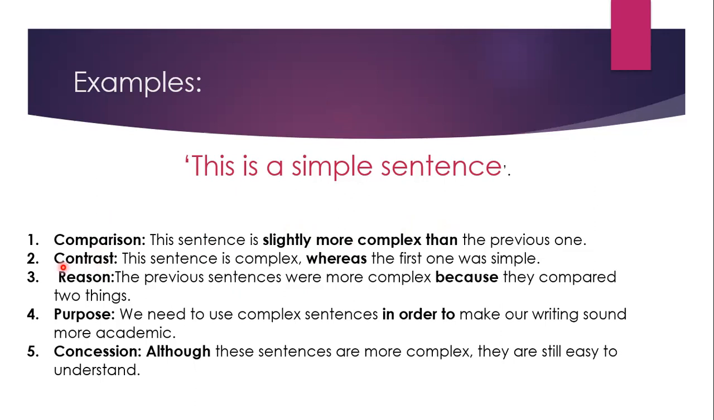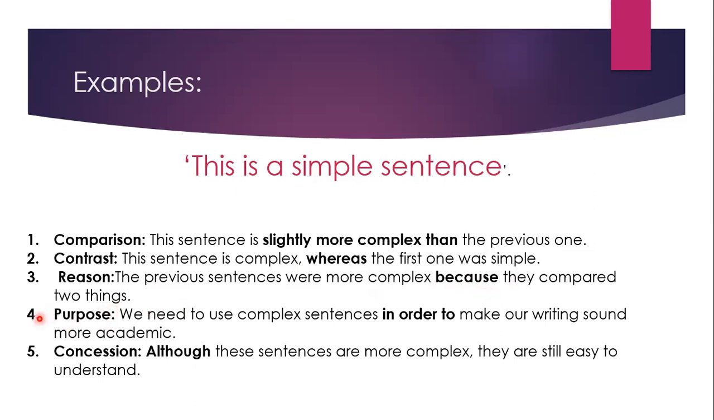Then we have the contrast. You can do the contrast between two things. This sentence is complex, whereas the first one was simple. The first one was simple, and here we added whereas. Whereas is actually used for contrasting two things. Then the third thing you can do is add a reason. The previous sentences were more complex because, here you give the reason with because.